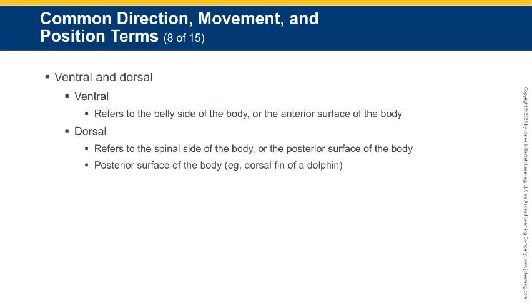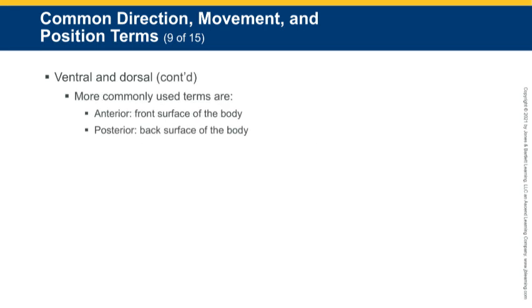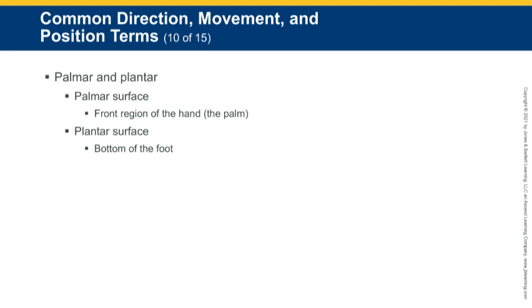Ventral refers to the anterior or belly side, while dorsal refers to the posterior or spinal side. These terms are frequently used in anatomy. The more common terms for ventral and dorsal are anterior, meaning front, and posterior, meaning back. Palmar describes the front region of the hand or the palm, while plantar refers to the bottom surface of the foot.